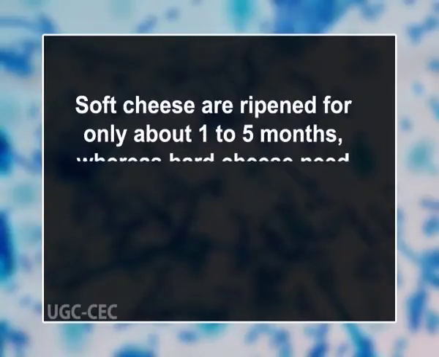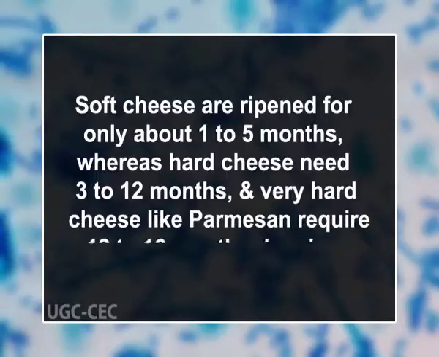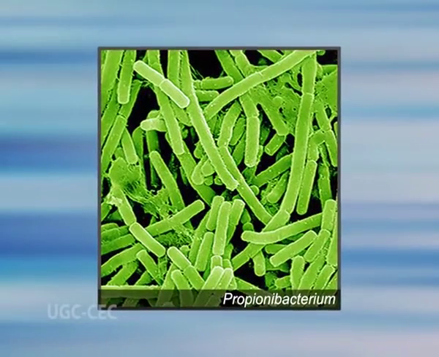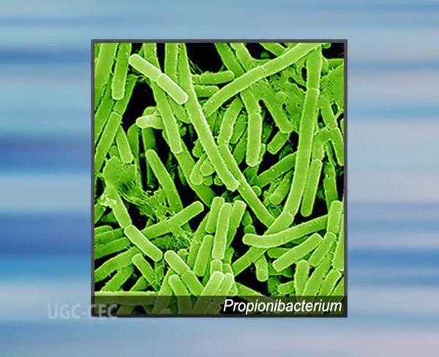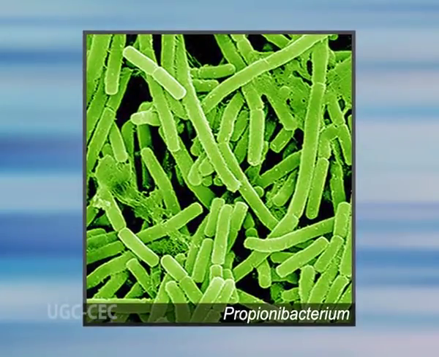Soft cheese are ripened for only about 1 to 5 months, whereas hard cheese need 3 to 12 months, and very hard cheese like Parmesan require 12 to 16 months ripening. The ripening process also is critical for Swiss cheese. Gas production by propionic bacterium contributes to final flavor development and hole or eye formation in the cheese.